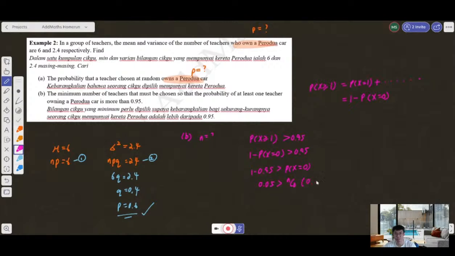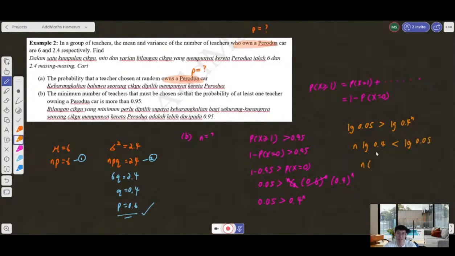is what? NC0, 0.6 power 0, 0.4 power n. So 0.05, you already know NC0 is what? This is what? So 0.4 power n. Usually when we try to solve unknown on the power, what we do? We use log on both sides. We bring the n to the front.